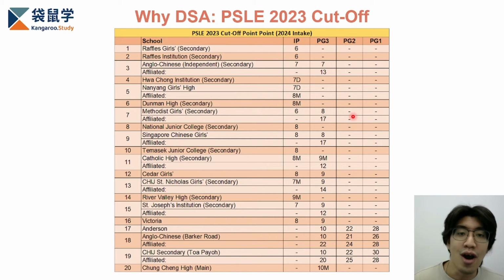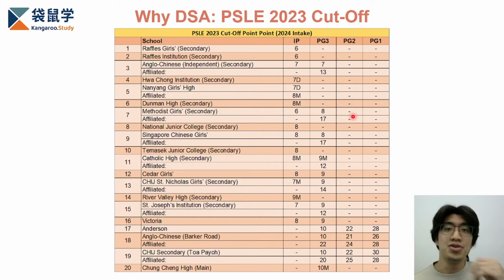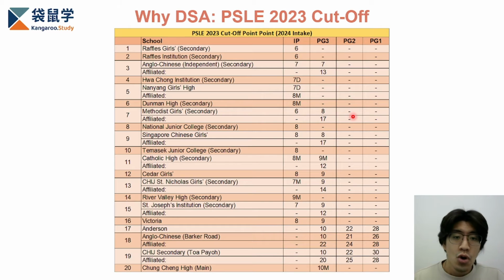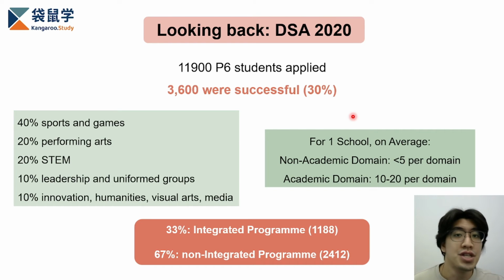And if you compare all these cutoff points, and if you already started preparing for PSLE, working on some mock exams, preliminary papers, you can see this is actually extremely difficult for us to get into these top schools. So, is there any other way for us to get into these top schools? Well, DSA. So how many students actually got into these top schools via the DSA pathway? Let's look at some more data from 2020 because this is the official data released by the MOE. Now in 2020, 11900 P6 students applied for DSA, and how many of them got in?